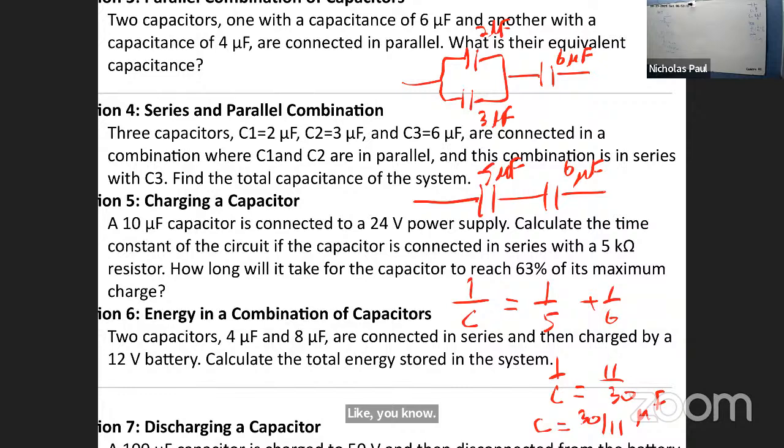30 over 11 is the answer. Alright, number 4.